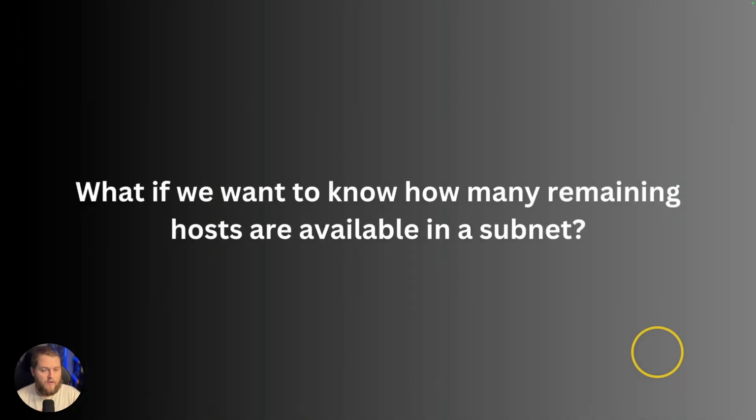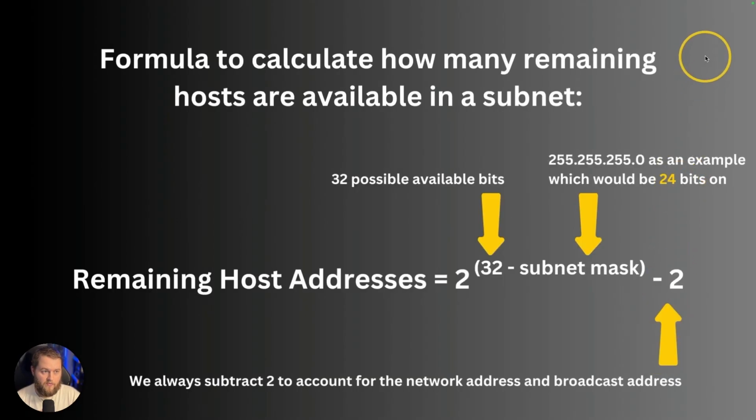Now for some math. What if we want to know how many remaining hosts are available in a subnet? Well, we have this handy formula here. This formula is how we calculate how many remaining hosts are available in a subnet. You can see here that remaining host addresses is equal to 2 to the power of 32 minus the subnet mask. This is in parentheses because you have to put whatever this number ends up being in here and then subtract it from 32.